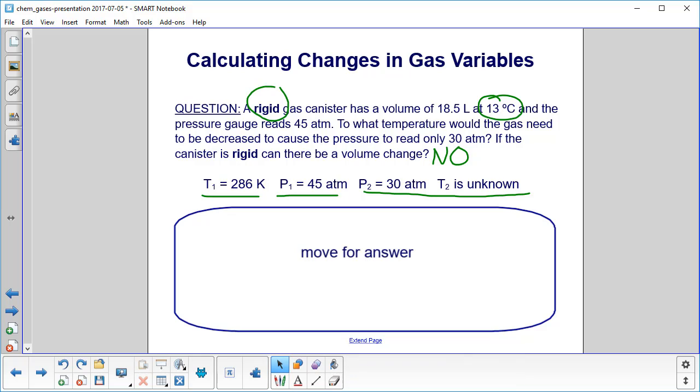So take a couple seconds or minutes, work it on your own, and come back when you're ready. We'll move the tab.